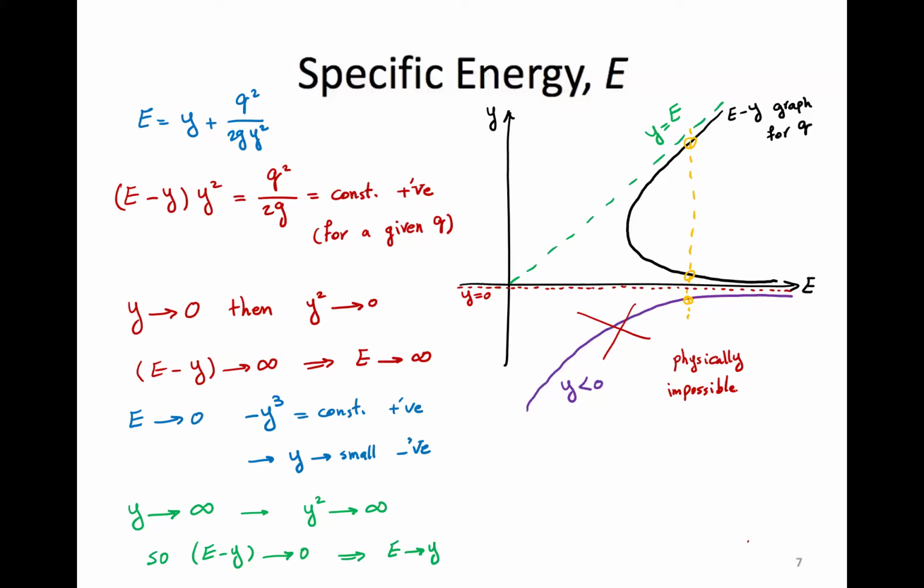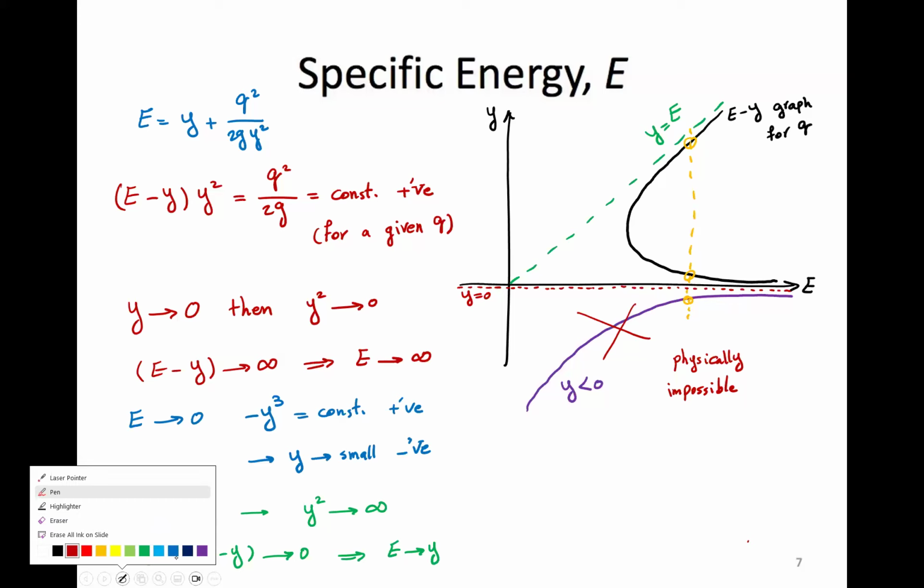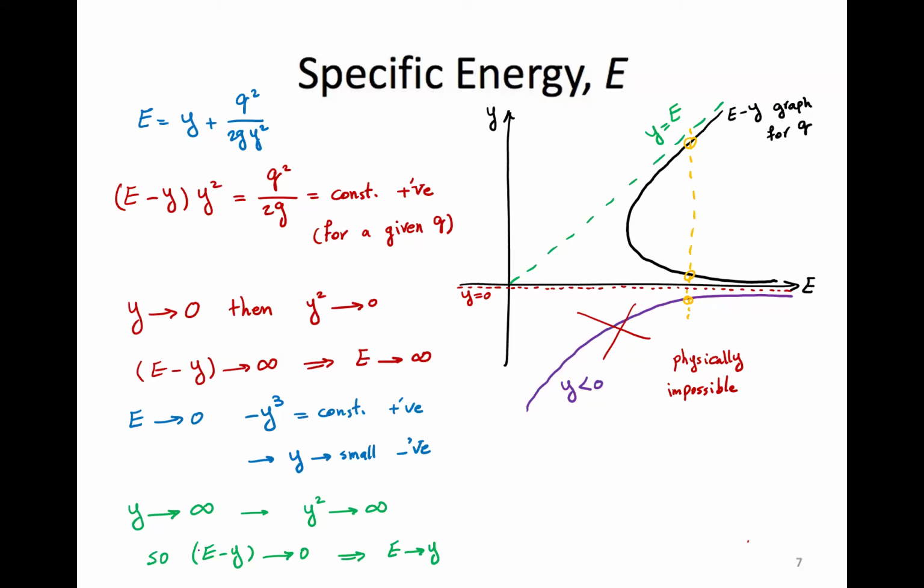Before we move on, one thing which is very important and worth mentioning is that if you look at this graph and say, okay, what if my specific energy is here? What if I have a specific energy of this value? Then what is the depth for this specific energy? Because it doesn't have any intersection with the EY graph. So what does that mean? Again, we'll discuss this in detail, but it basically means that for that given specific energy E value that you're looking at, and this given fixed discharge Q that we have, that depth is not possible.